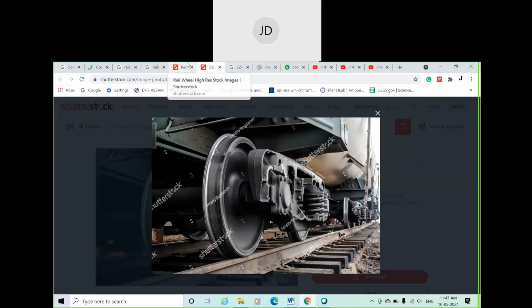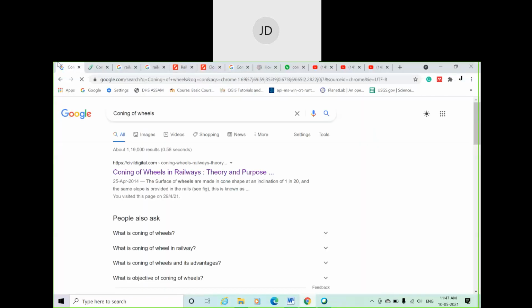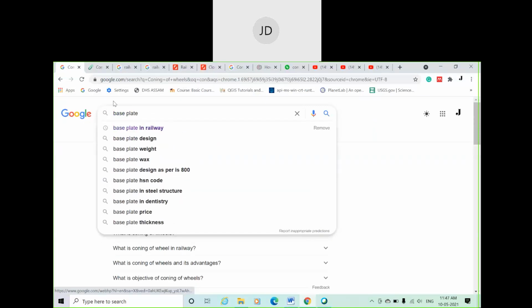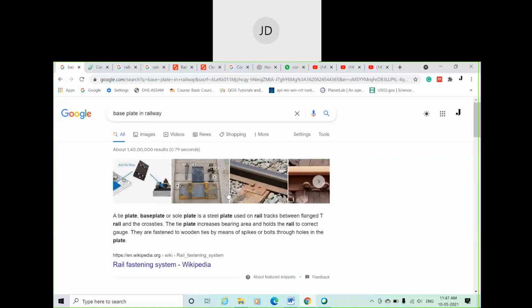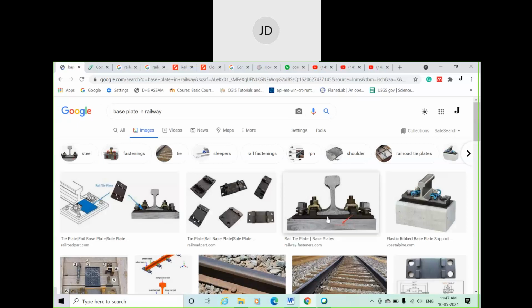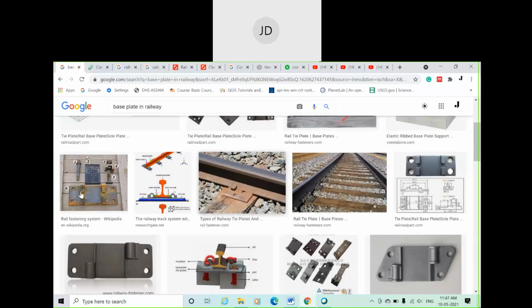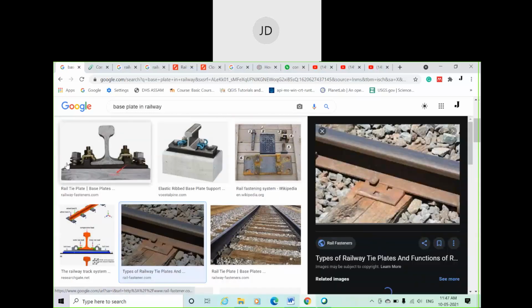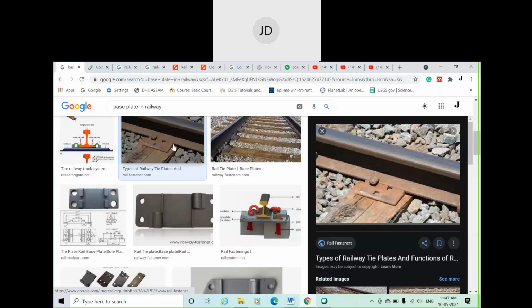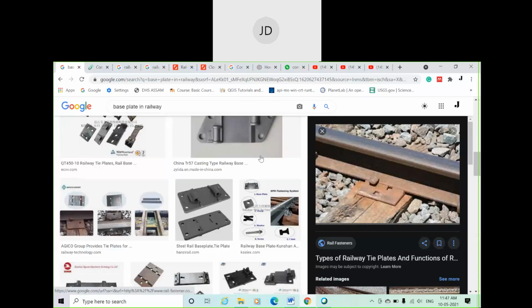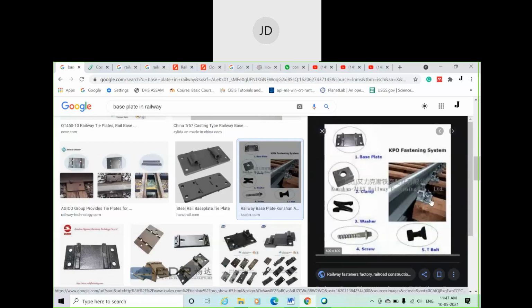Base plate means, I will show you here. I think the base plate is already showing here. Let me check. Okay, wait. I'll show you a base plate. You can see the base plate here. These are the base plates. Okay, you can see in the animation diagram, even here also, these are the base plates. It is used to fix the rail with the sleeper. Fine. This one is a base plate. Clear? Here you can see the base plate.